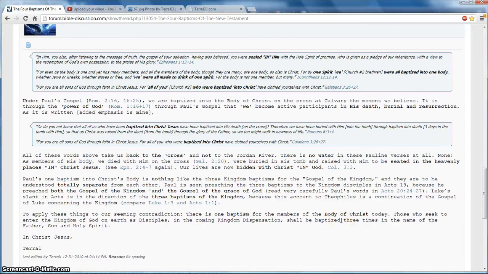All of these words above, well, first of all, let me read Romans 6. Many misinterpret what's happening here as if there's water. There's no water here. "Or do you not know that all of us who have been baptized into Christ," baptism into Christ means baptism into Christ, not baptism into water, "have been baptized into his death?" This is not the Jordan River. This is Calvary. We've been baptized into his death. That's how we die.